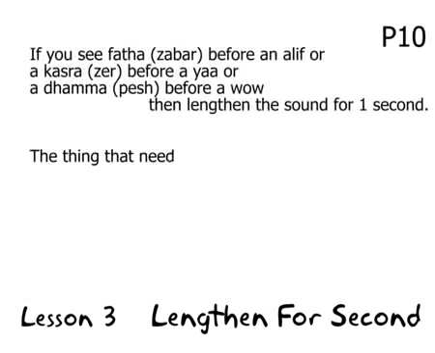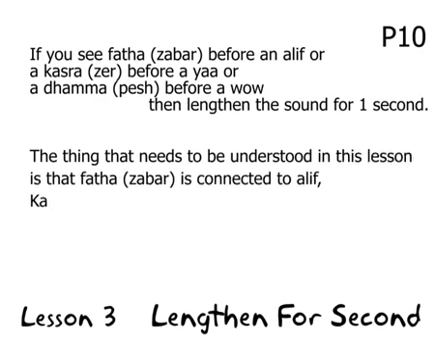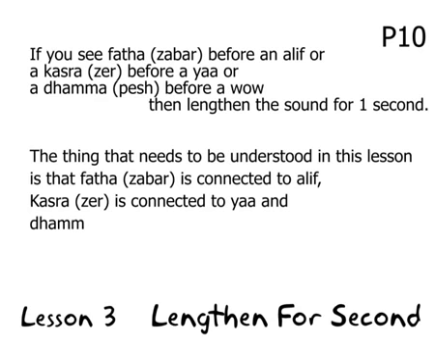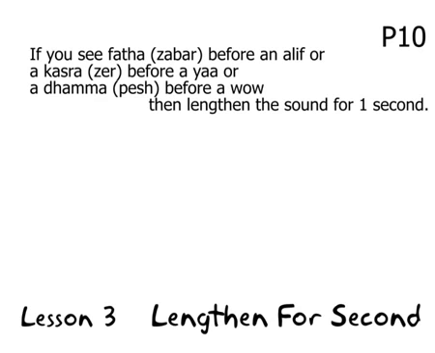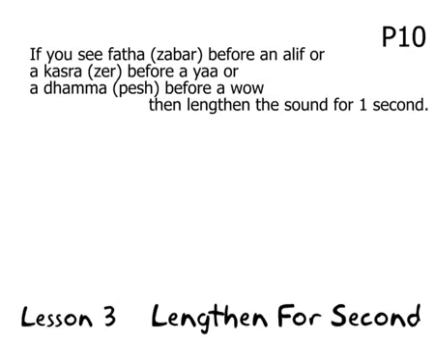The thing that needs to be understood in this lesson is that the fatha, zabar is connected to alif, kasra, zir is connected to a ya, dhamma, pesh is connected to a waw, okay? That's quite straightforward, I hope. Many times the examples are read too short, don't forget to lengthen for 1 second, okay? That's the key thing about this lesson. This is what I'm trying to teach in this lesson. If you come to any of these 3 states, you have to lengthen for that long, inshallah, okay?